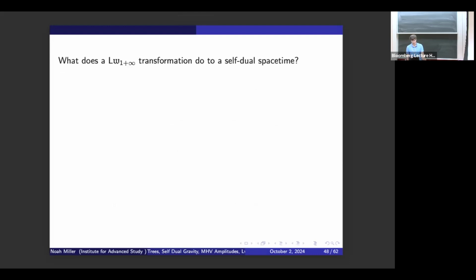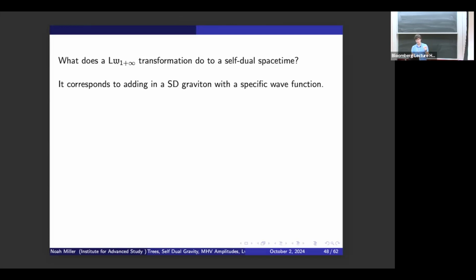So what do the Lw1+infinity transformations do to a self-dual space? Right, so this was really the instigator, sort of telling the story backwards. There are these symmetries that affect twistor space in some way, but how do you act them on the metric? That was the question I was originally interested in.